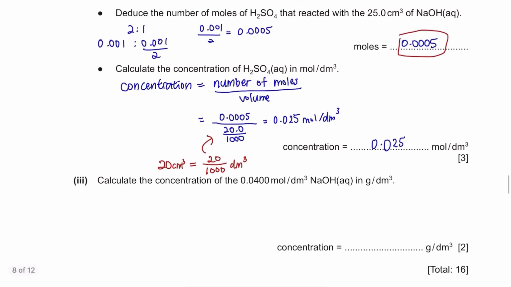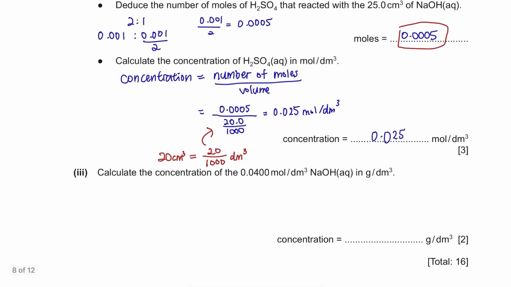Calculate the concentration of the 0.04 mol per dm³ NaOH in gram per dm³. Now we need to change its unit. Well, if I were to go straight to the point, all you need to do is multiply the concentration in mol per dm³ with the relative molecular mass of NaOH to convert it to gram per dm³.